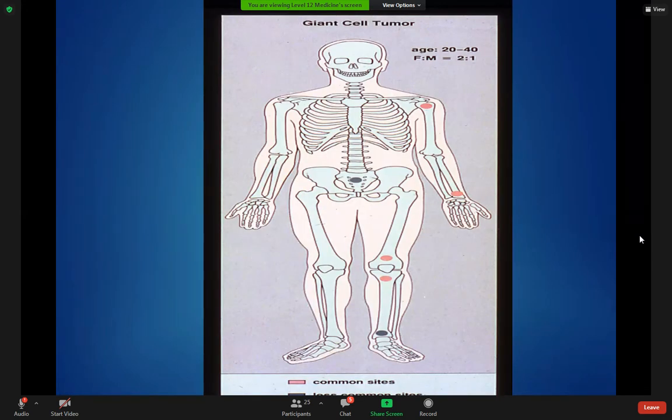Giant cell tumor, this is a transition between benign and malignant tumor. By cell origin, it is a benign tumor, but it is a very aggressive tumor. Locally, it is very aggressive and can also metastasize to the lung. It's called a giant cell tumor. It's a benign, very aggressive tumor.